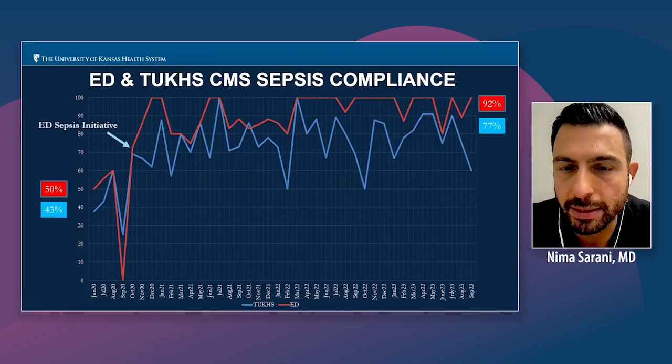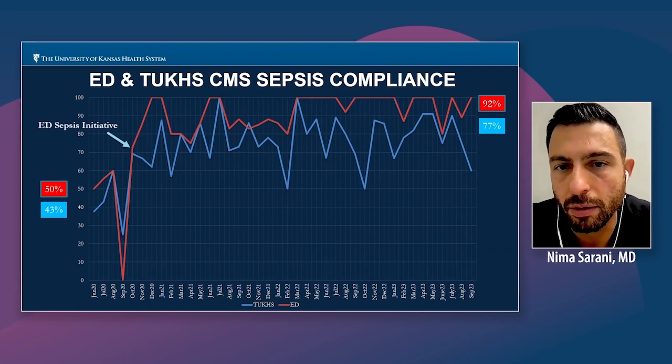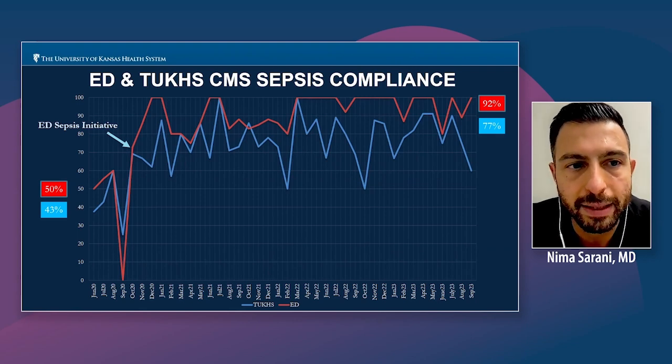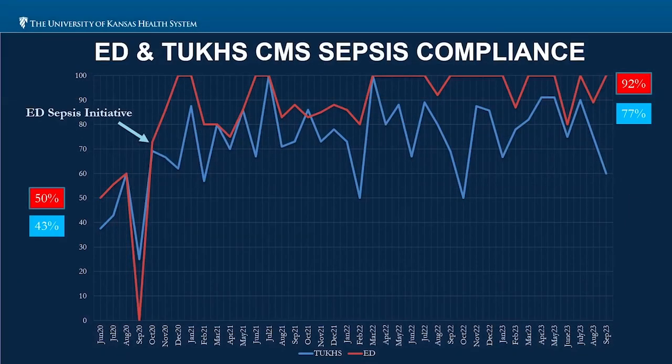I kind of touched on this. So on a monthly basis, we go through the overall CMS performance. In red, you can see our ED sepsis performance, which, as you can see, there have been multiple months that we've had 100% compliance in the emergency department. And then the blue line shows our health system performance, as most of the patients that are septic come through the emergency department. With improvement of our compliance in the ED, you can see that the health system's compliance has also increased from the pre-phase to the post-phase. Next slide.